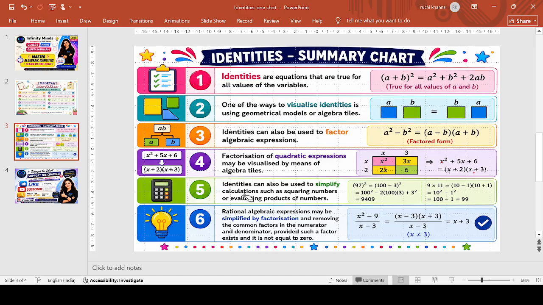Okay. Coming to point number 5, identities can also be used to simplify calculations such as squaring numbers or evaluating product of numbers. Like if you have to find the square of a number 97, so many questions we have done of this type in this chapter, no? So expressing it as 100 minus 3, round it off to the nearest whole number, power of 10 preferably, getting zeros, 100 minus 3. So now using the a minus b whole square identity in this case. And many a times we used to do a plus b also, depending. Say if it was 102 square, we would have preferred doing it with 100 plus 2 whole square. Then a plus b whole square would have been used.